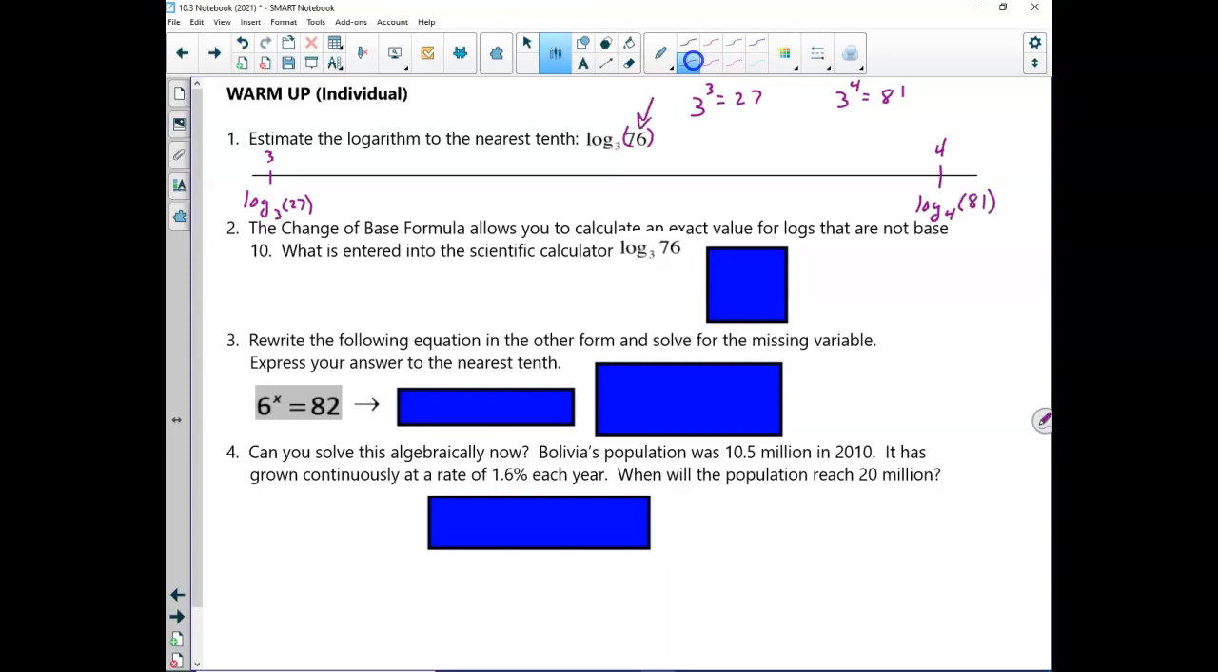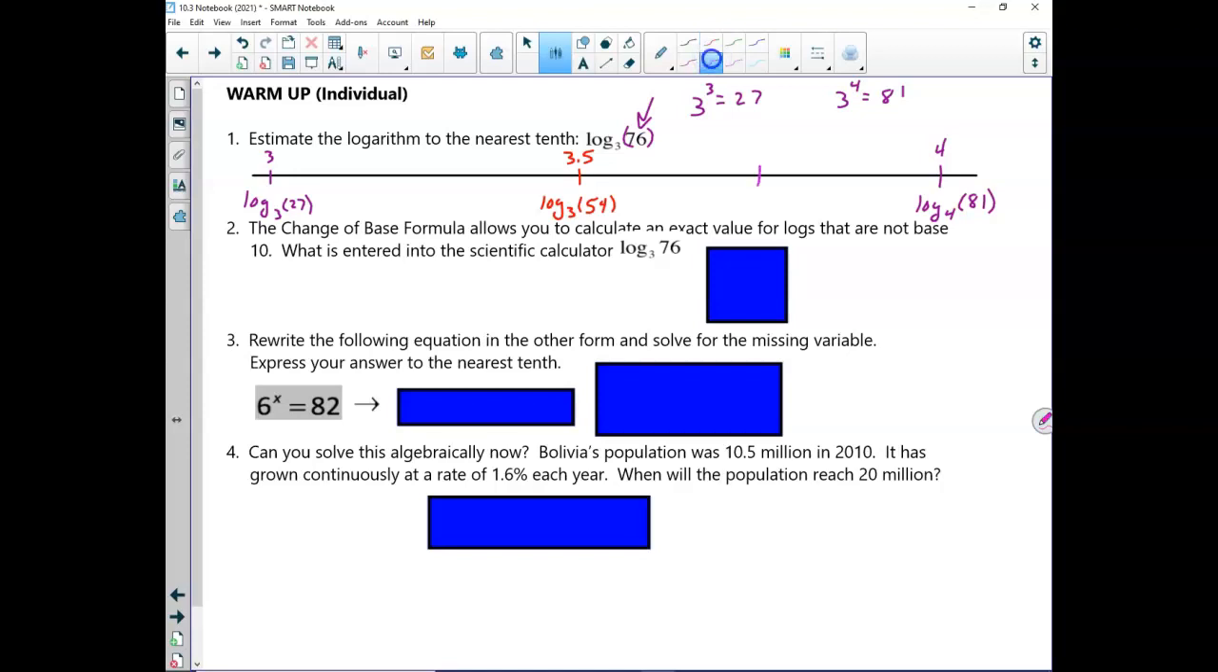Well, where does 76 fall in there? Logically thinking, between 3 and 4 would be 3.5. So I would expect this to be a log base 3 of what? Well, what number is between 27 and 81? That would be 54. And I can see 76 is to the right. It's between 54 and 81, but exactly where?